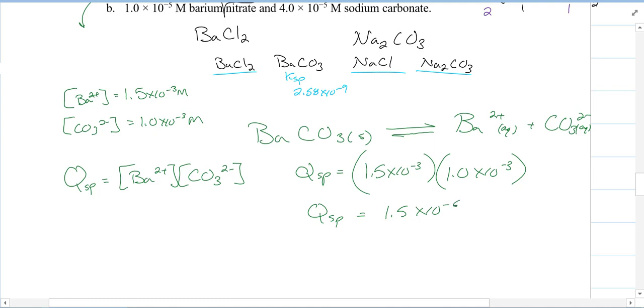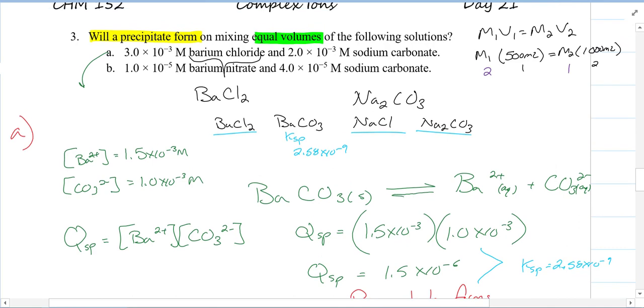Well, KSP is 2.58 times 10 minus 9. Q is much bigger than K, so that means the precipitate forms. So for A, precipitate forms.